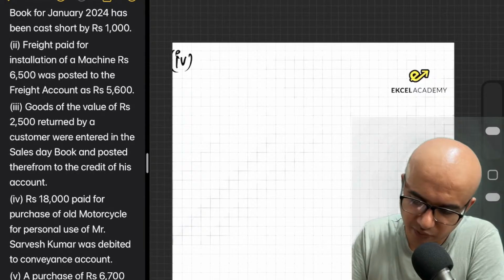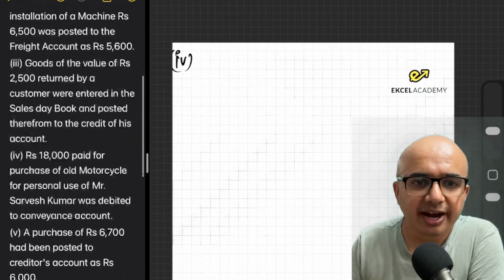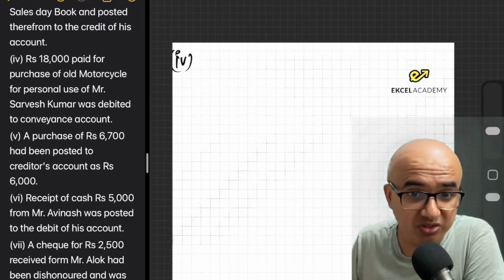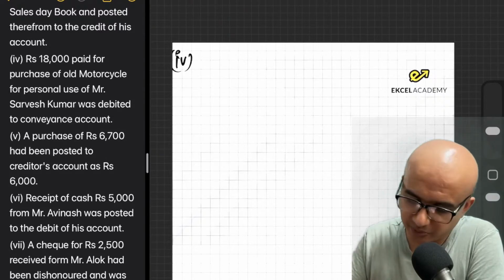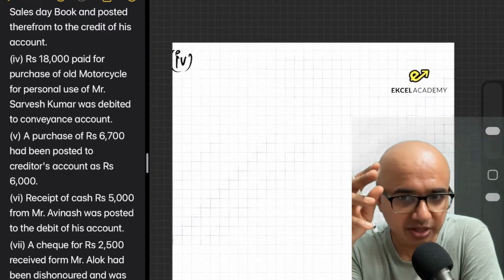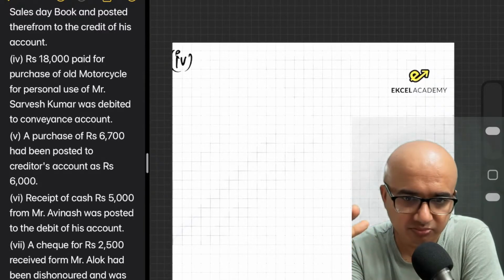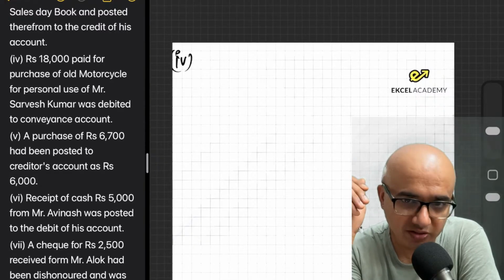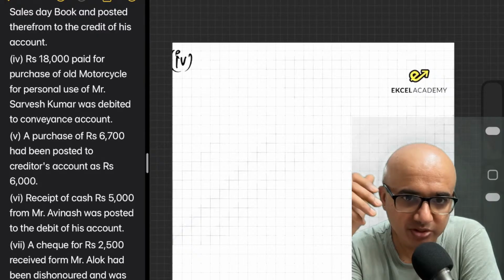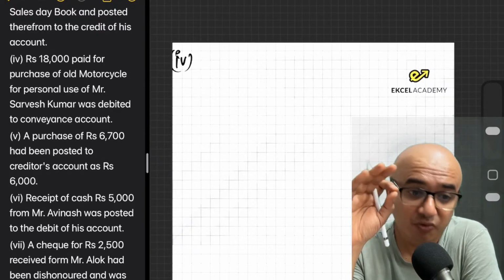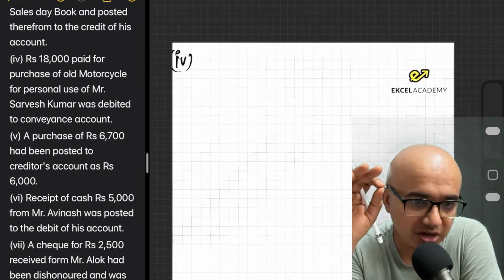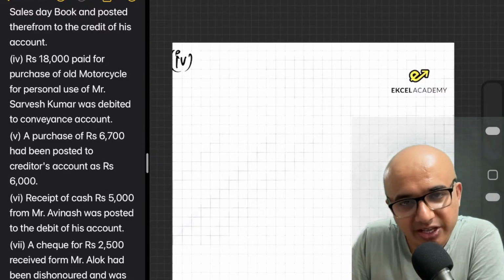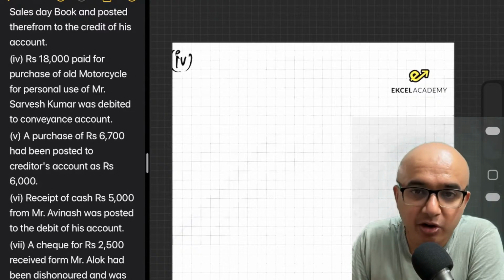Then adjustment 4. Rupees 18,000 paid for purchase of an old motorcycle for personal use of Sarvesh Kumar was debited to conveyance account. Okay, this we can do. So now, when you buy something for yourself as a proprietor or owner from the business cash, that is nothing but drawings. It has got nothing to do with the business because it is very specifically mentioned for personal use. So that means drawings account will come into the picture. That is a decrease in capital, so it should be debited.